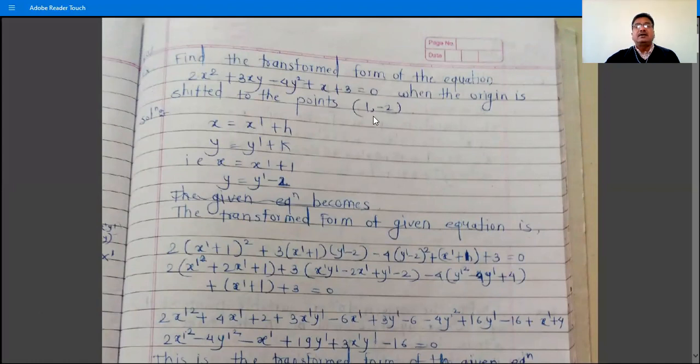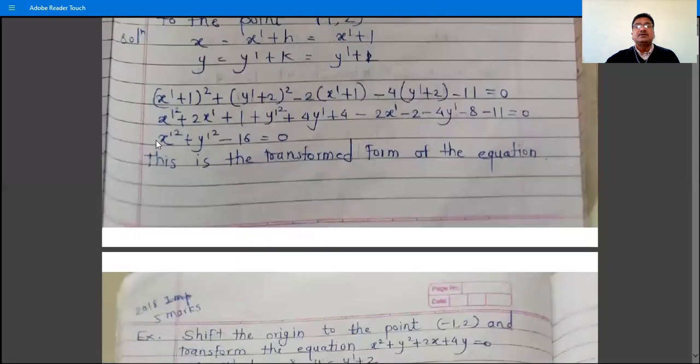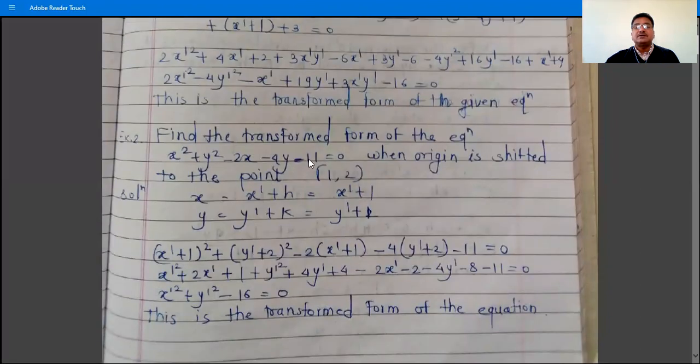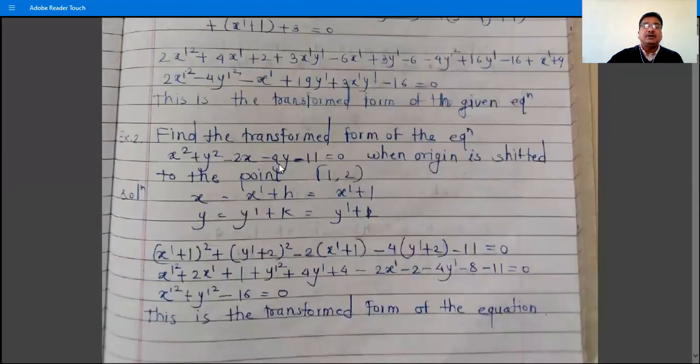Okay, so here is a very simple example for 2 marks: find the transformed form of this equation when the origin is shifted to (1, 2). So x = x' + h and y = y' + k, that is x' + 1, h is 1, k is 2, y' + 2. Substitute into the given equation x as x' + 1, y as y' + 2. We have this, and then after squaring each bracket, the final answer is x'^2 + y'^2 - 16 = 0. And this is the transformed form of this equation.